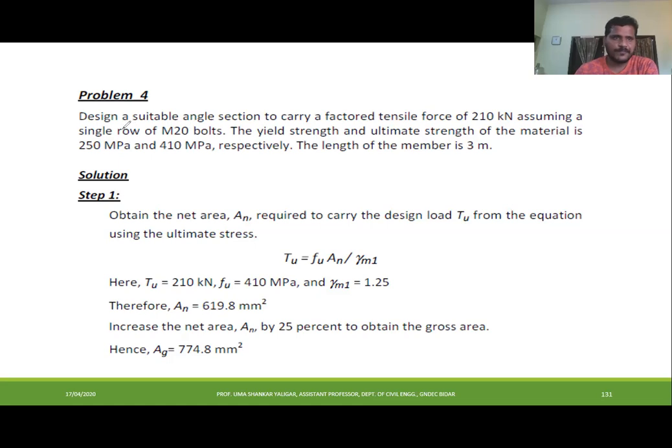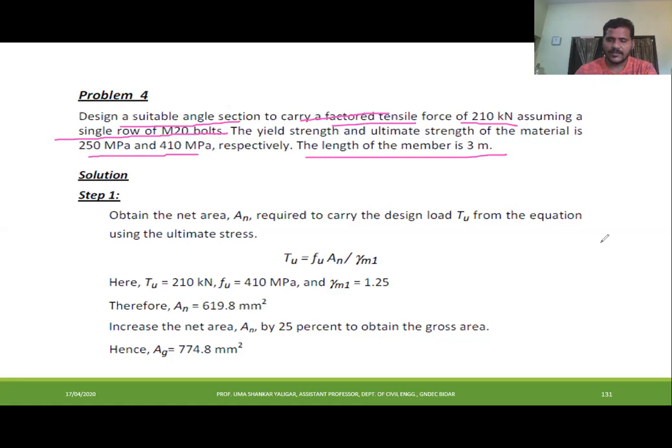Problem number 4. Design a suitable angle section to carry a factored tensile force of 210 kilonewton. He has given the design tensile force of 210 kilonewton, assuming a single row of M20 bolts. The yield and ultimate strengths of the material are 250 MPa and 410 MPa respectively. Then he has asked you to check the length of the member, which is 3 meters. Here we need to design the angle section.